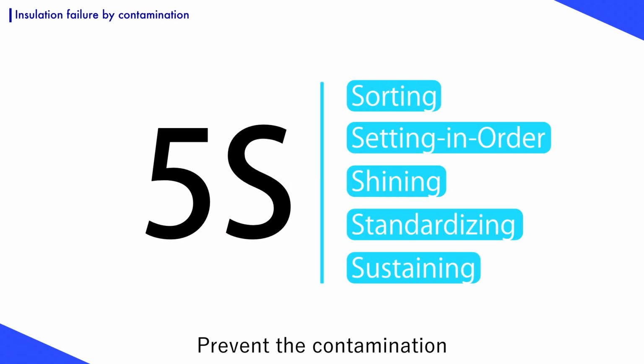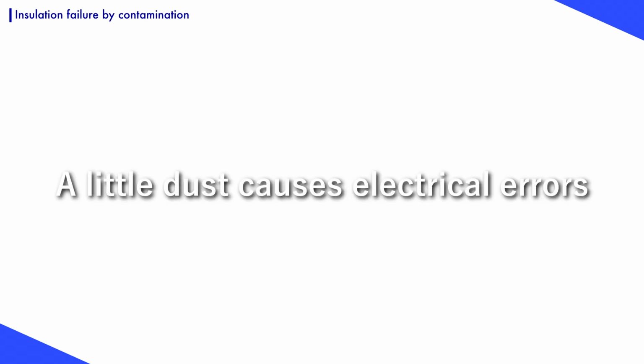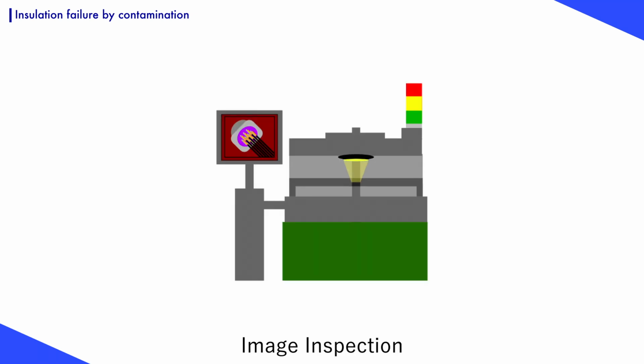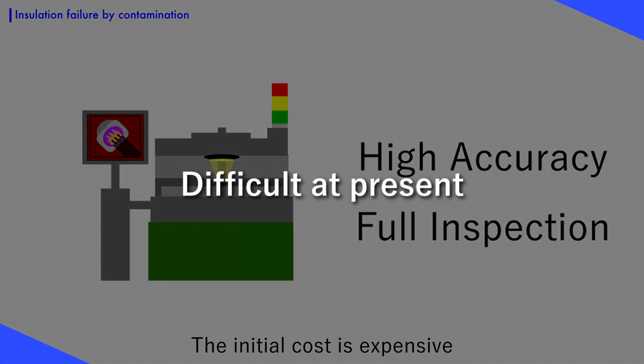To prevent the outflow of contamination, it is first necessary to thoroughly implement the 5S and prevent the occurrence of defects. Even small, invisible contaminants can cause major problems if they get mixed in. What is the inspection to prevent outflow? Image inspection is not easy to introduce due to cost and tact time.